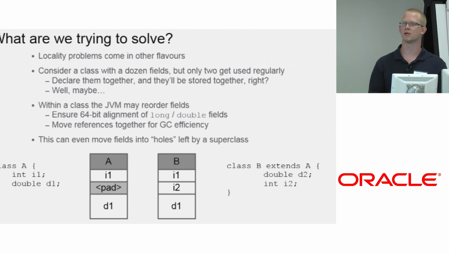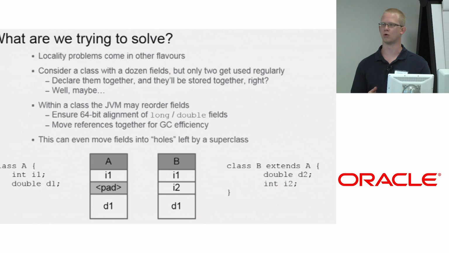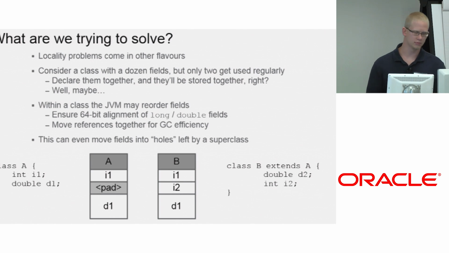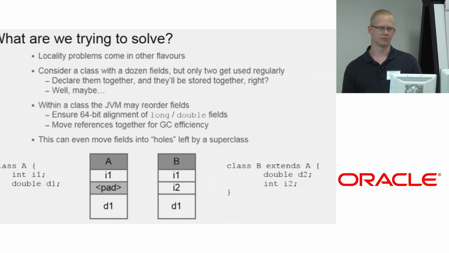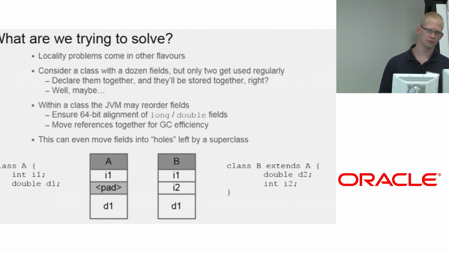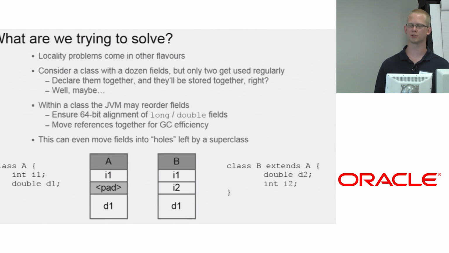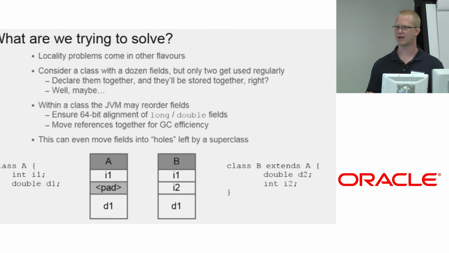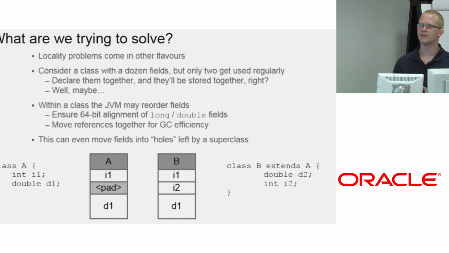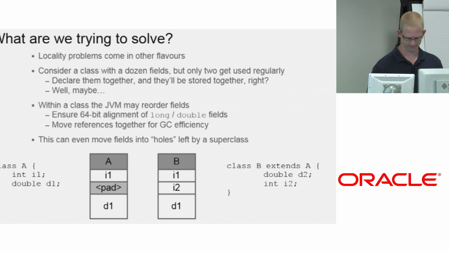We want to put longs and doubles together so that we don't waste space. They need to be aligned on 64-bit boundaries. We want to put objects together. It helps the GC. And then we may even have cases where a superclass had some padding in it, and a subclass can stick a field in there and make use of that padding, right? So we've got no guarantees from the JVM on how your object's laid out.